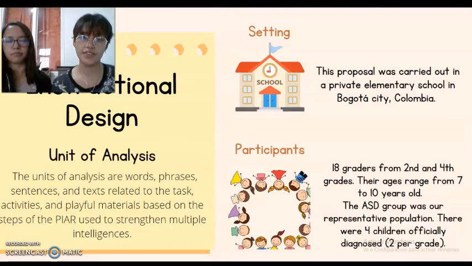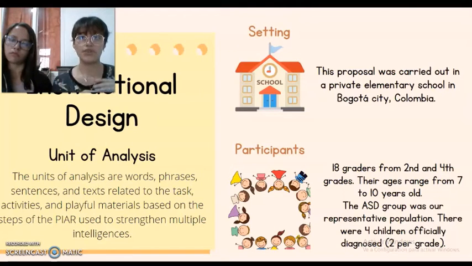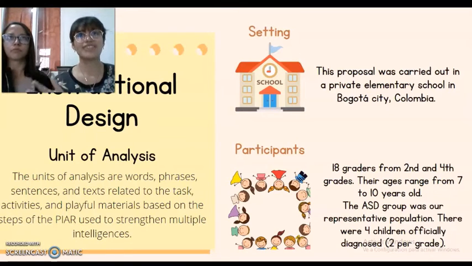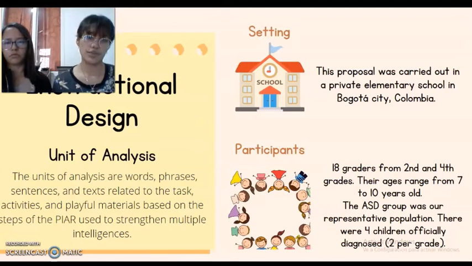Okay, and talking about our participants, we worked with two grades, second and fourth graders. In both grades, there were 18 children in total, but of course not all of them had autism. They were divided into a neurotypical group and other disabilities and autism children. We are not going to work just with the children with autism, because if we are talking about inclusion, we need to include them in the class. So we worked with all children, but we focused our adaptation on children with autism. We have four children. Two of them were officially diagnosed with Asperger's autism, and the other two with autism.